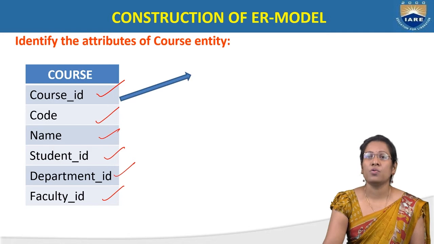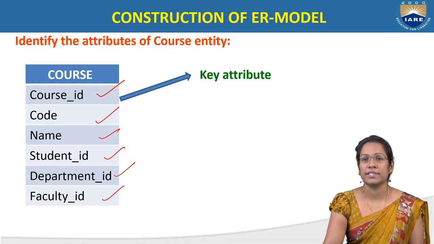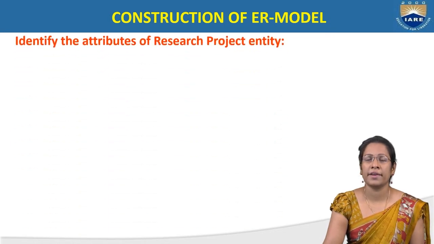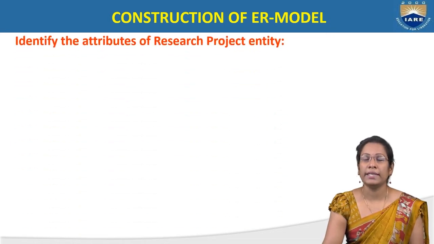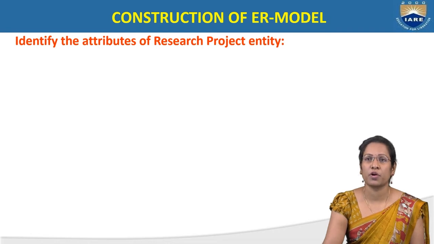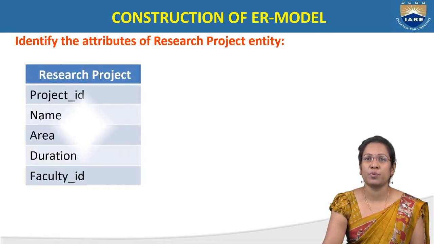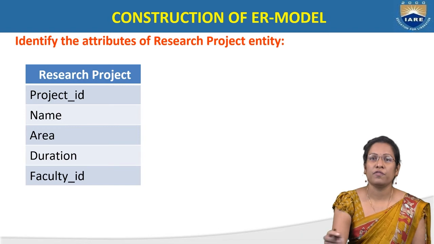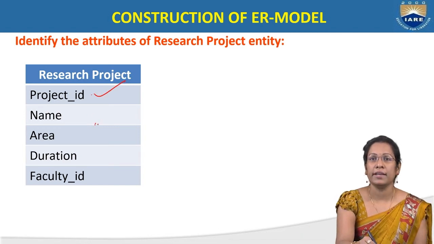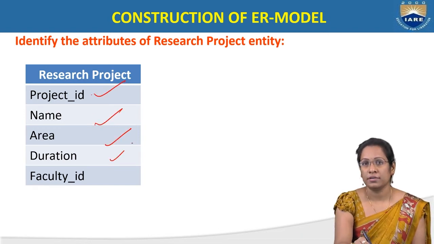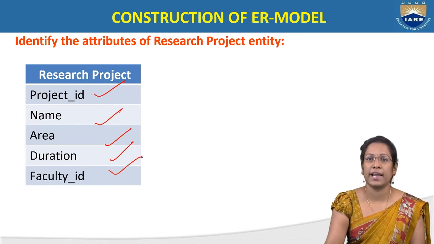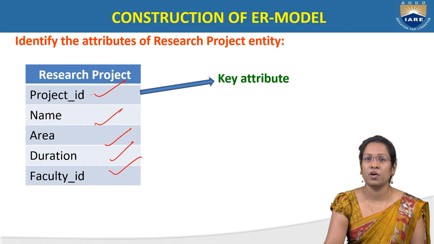Now, course ID is again a key attribute, which uniquely identifies the records in the table. Now the last entity I am going to see here is the research project entity. This research project entity contains properties: project ID, name, area, designation, duration, faculty ID. The project ID is called a key attribute and the remaining are normal attributes.